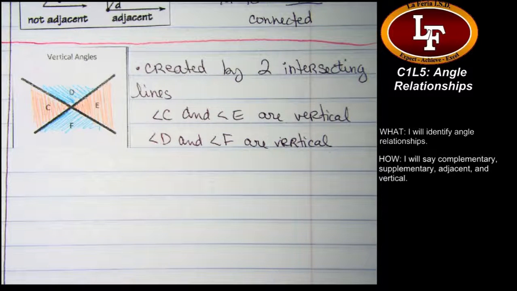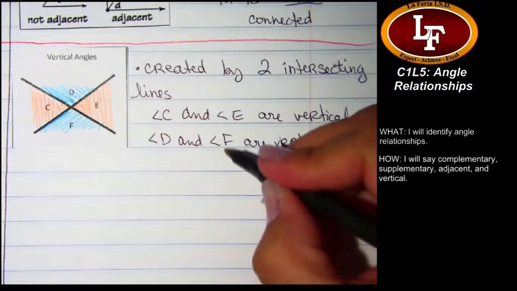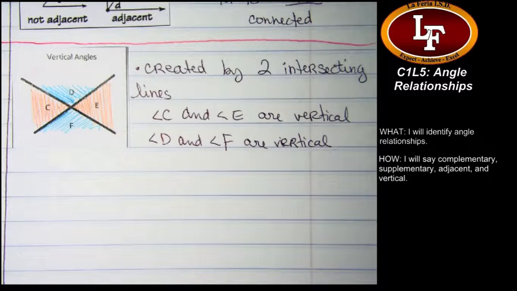Now turn to someone not adjacent to you. You can totally be across the room if you want. And tell them about D and F. Angle D and angle F are vertical. F and D. Vertical, right? Say it. They're vertical.